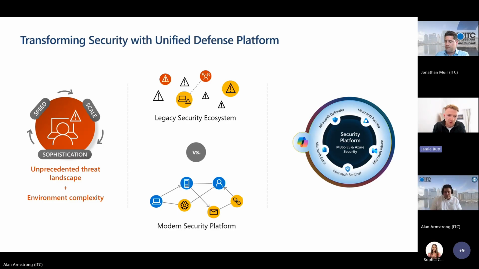So that's probably the first main driver that we see. I'd say the second main one really is the nature of the attacks themselves. Obviously, from a Microsoft perspective, we're definitely seeing a massive increase in the speed, scale, and sophistication of those attacks.